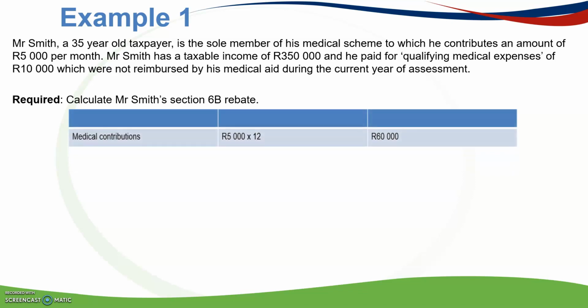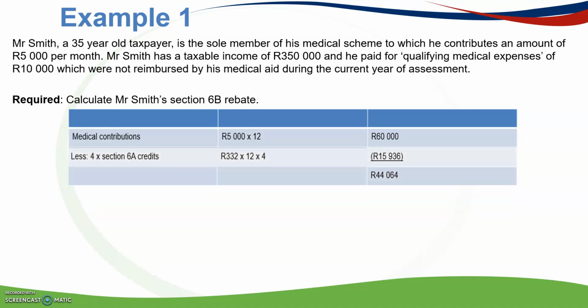You will look at the medical contributions, and where do we get that? We have been given that information: the taxpayer makes a contribution of $5,000 per month, right? So we take that 5,000 and multiply it by 12. We get to an amount of 60,000, right? And then you less 4 times the Section 6A credit. So this, remember, is an example of Section 6B.